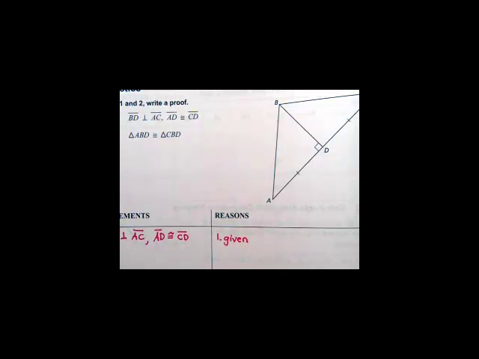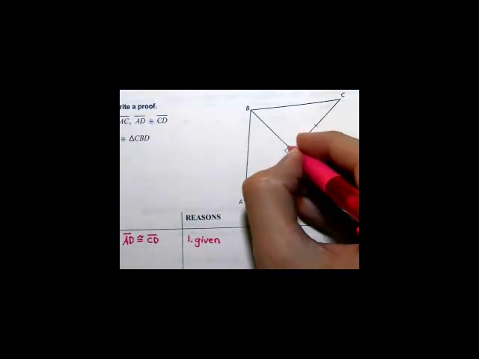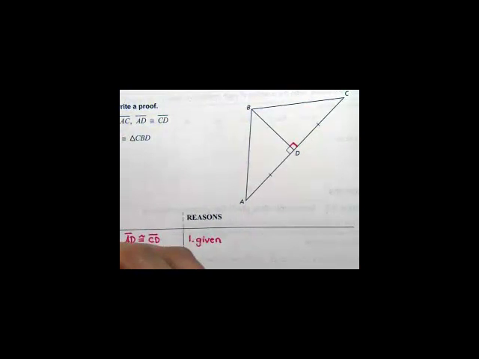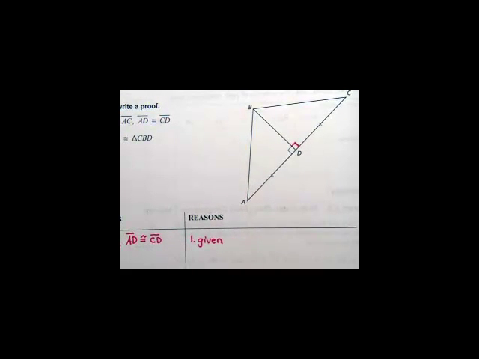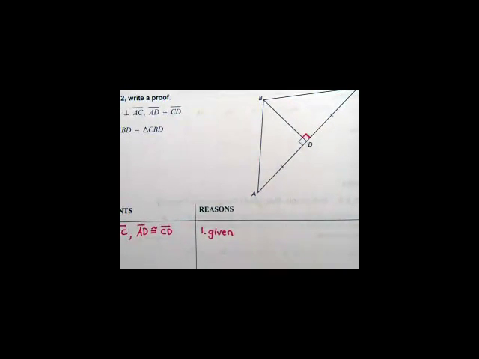So what else did we need to know? Yeah, Tim. Okay. So that'll make a good step 2. Okay. We have to state that BDC is a right angle.